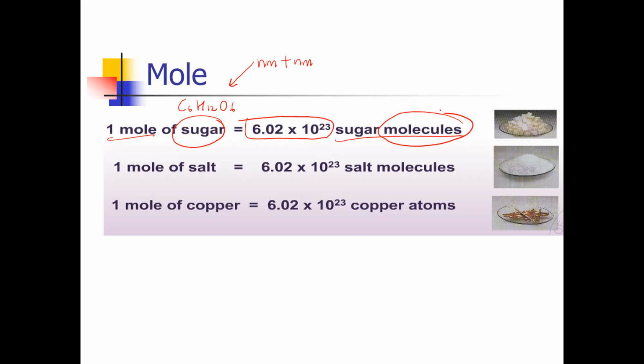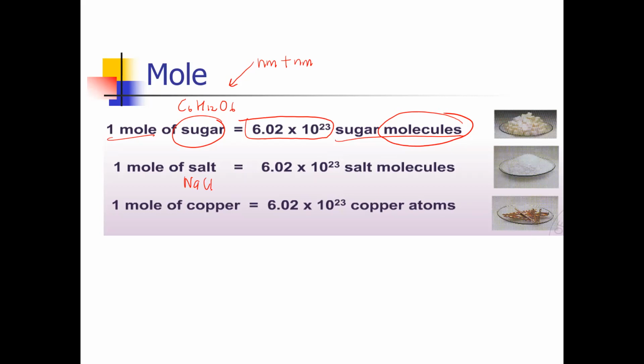Salt is not a molecule. What is it if it's not a molecule? Is it an ion? Very good. Salt is actually sodium chloride, and you and I have just learned sodium chloride is an ion.